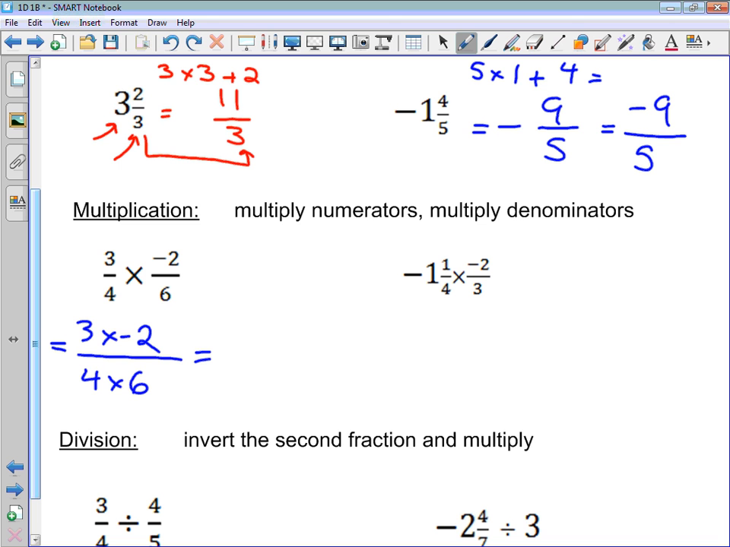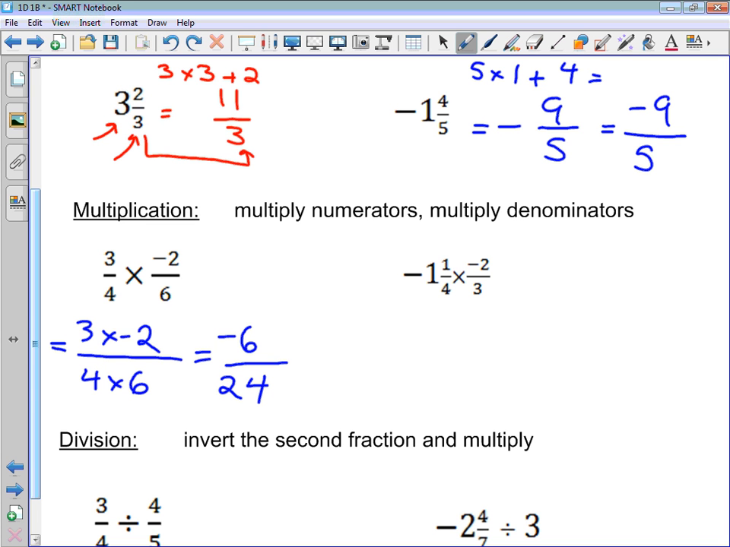By multiplying my two numerators, I get my new numerator. So 3 times negative 2 is negative 6. Remember, we're multiplying here. So 3 times 2, 6. Okay. And if I multiply 4 times 6 down at the bottom, I get 24.